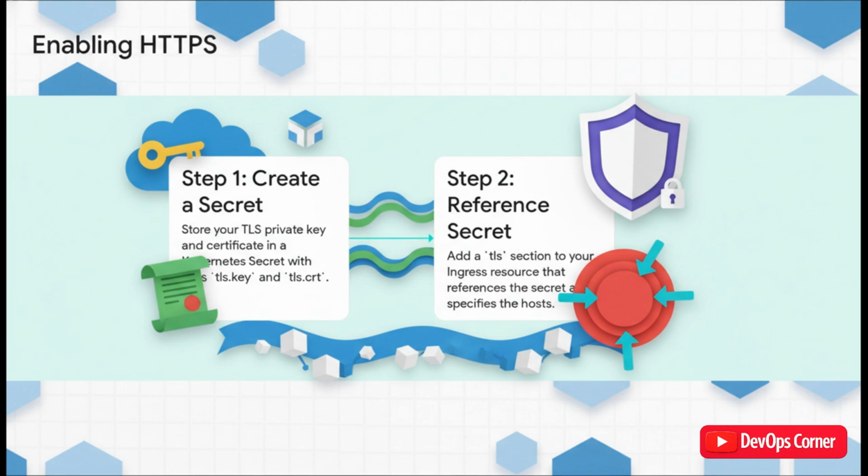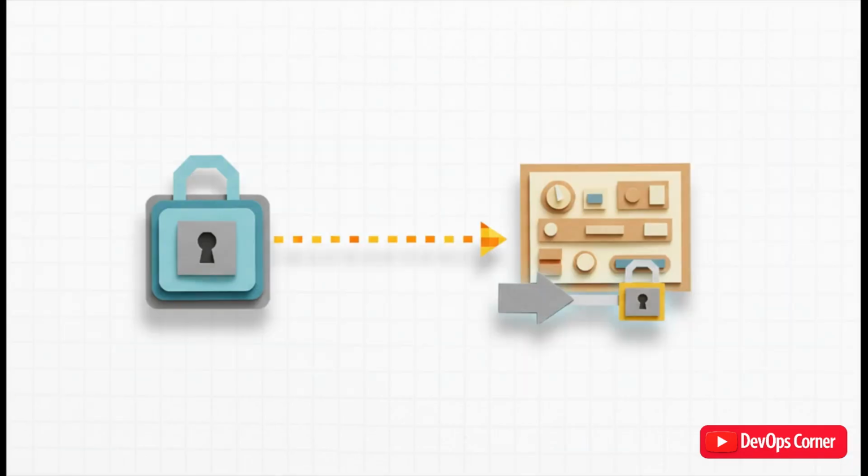Step 2, you just point to that secret from your Ingress file. That's it. The controller does all the heavy lifting. And here's what that looks like in the YAML. See that new TLS block right at the top of the spec? It's beautiful. You just tell it which host the certificate is for, in our case, example.foo.com, and then you give it the secret name where we stored our certificate. And boom, your Ingress controller is now terminating TLS and your users see that friendly little lock icon.